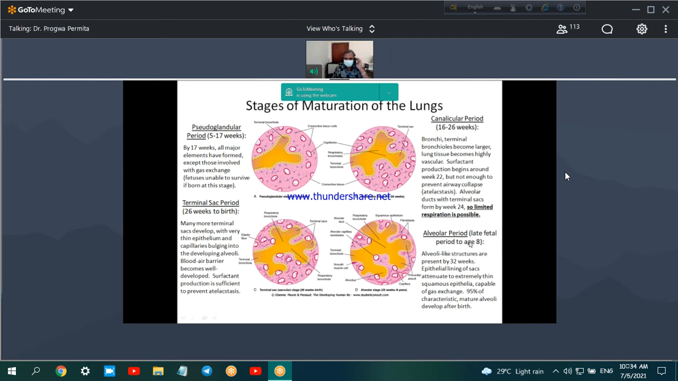The alveolar period runs from the late fetal period to age 8. Alveoli-like structures are present by 32 weeks. The epithelial lining of the sacs attenuates to extremely thin squamous epithelium capable of gas exchange. Ninety-five percent of the characteristic mature alveoli develop after birth.